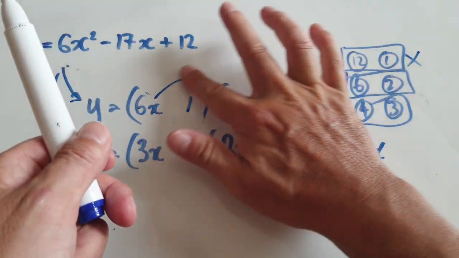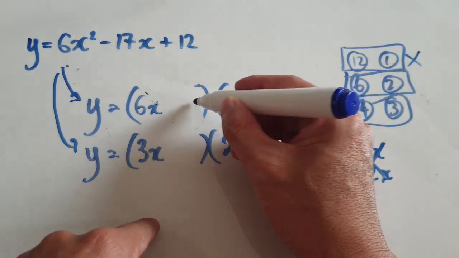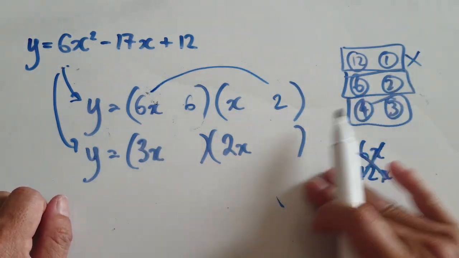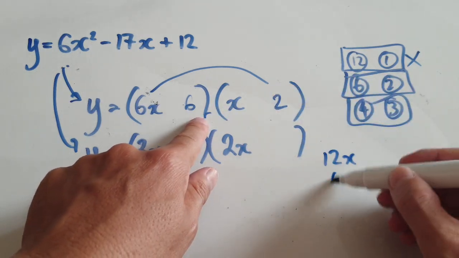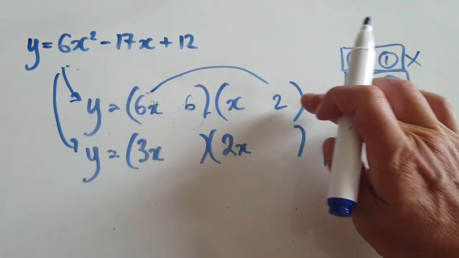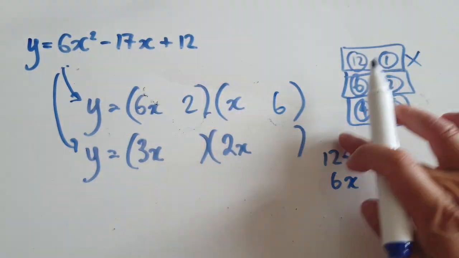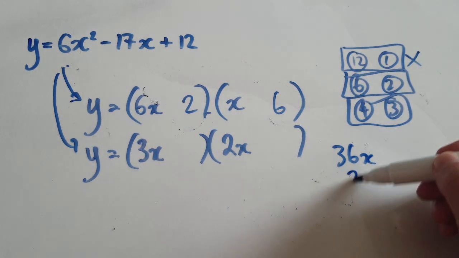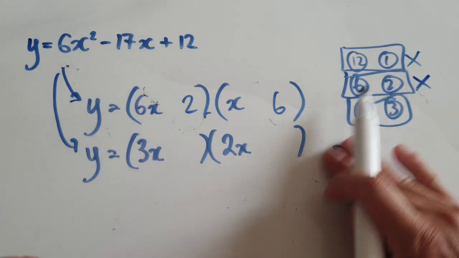So now consider the next one. Randomly choose 6 and a 2. This times this would be 12x. This times this would be 6x. Can we create a negative 17? No way. Switch these two around now. 2 and a 6. Okay, let's start again. This times this would be 36x. This times this would be 2x. Can you create a 17? No way. So this is totally useless.